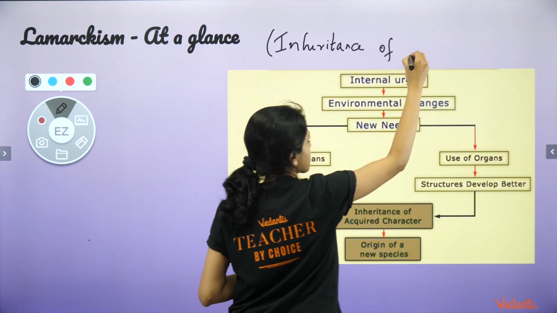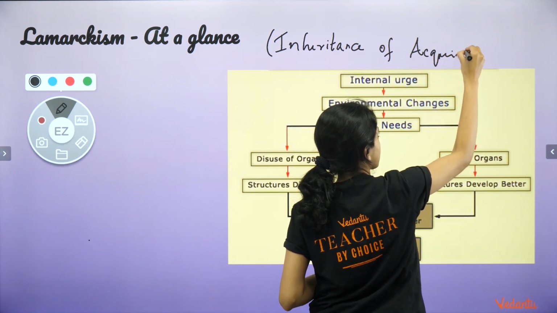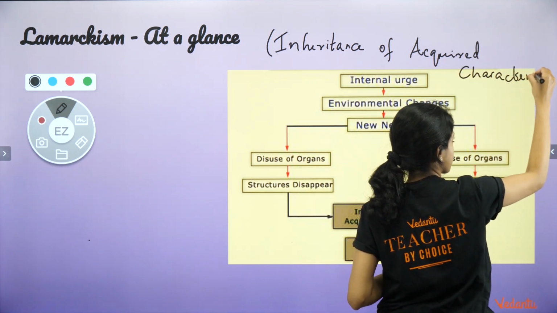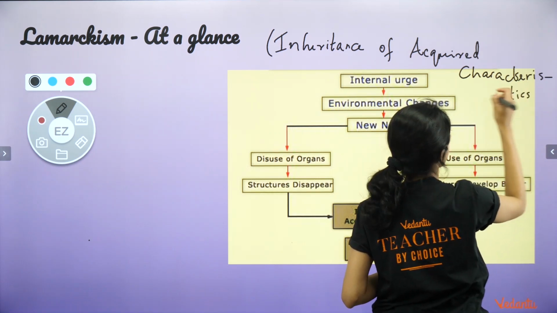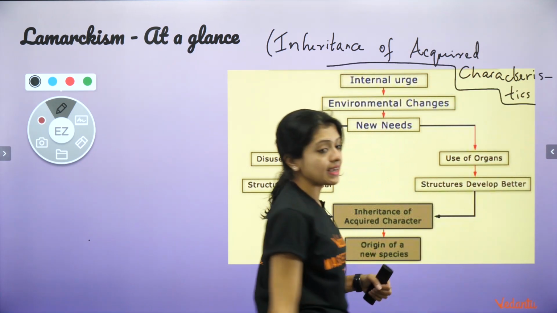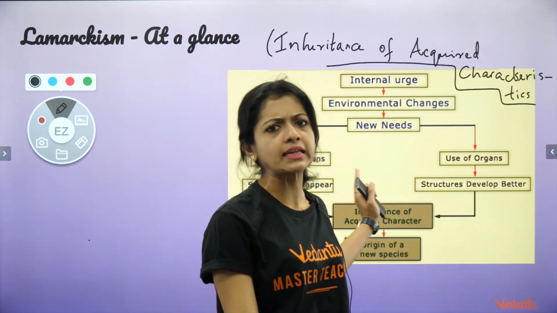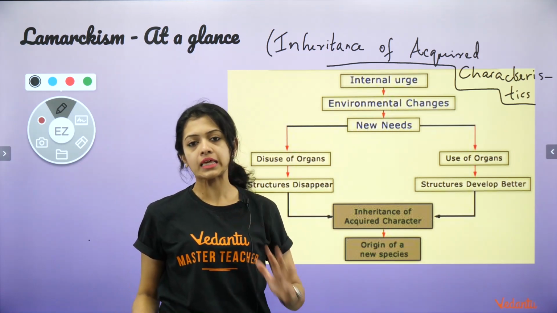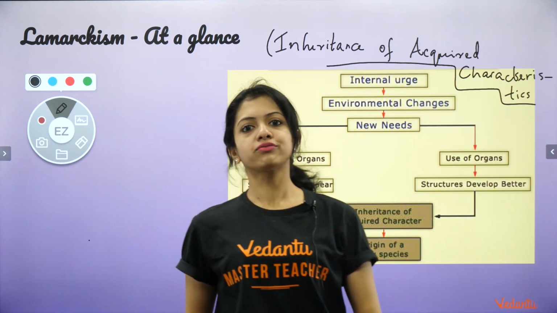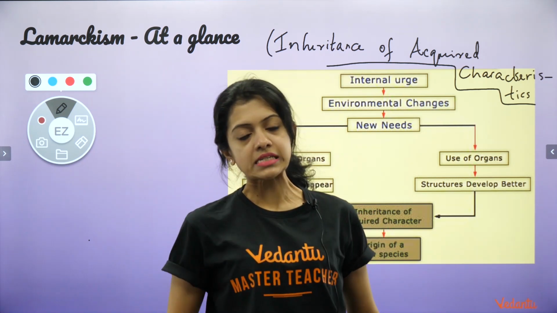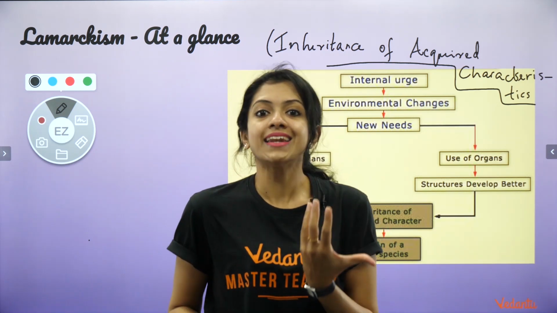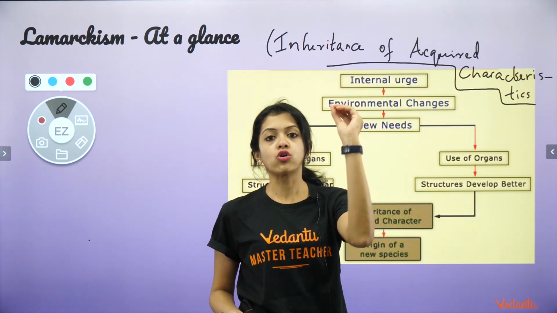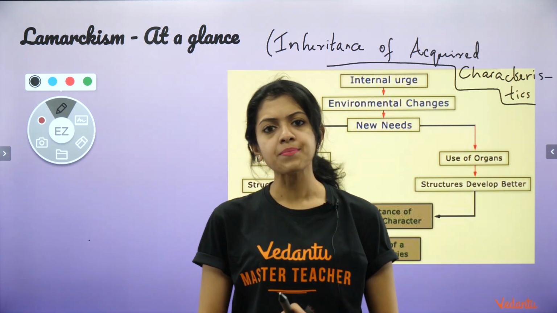Inheritance of acquired characteristics. Okay, so this is basically the other name for Lamarckism and also basically the summary of what the theory is all about. What did Lamarck say? Keep in mind the idea of the giraffe. With the story of the giraffe, Lamarck explained that with continuous use of their necks, the giraffe's neck started growing longer and longer because they wanted to reach out for food onto taller trees when there was a lot of food scarcity at the ground level.